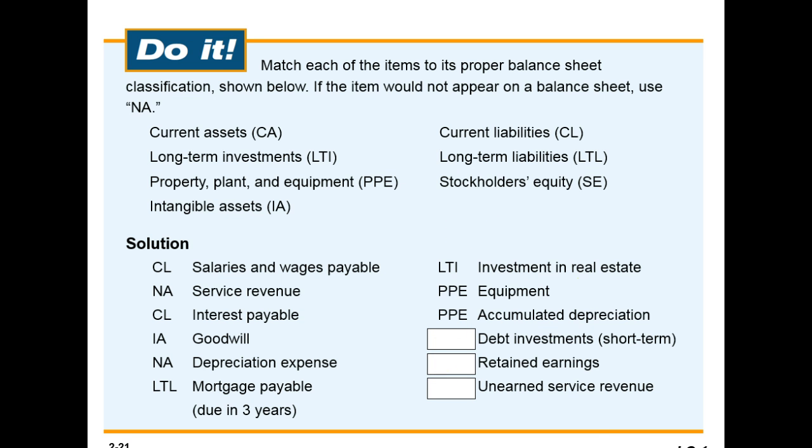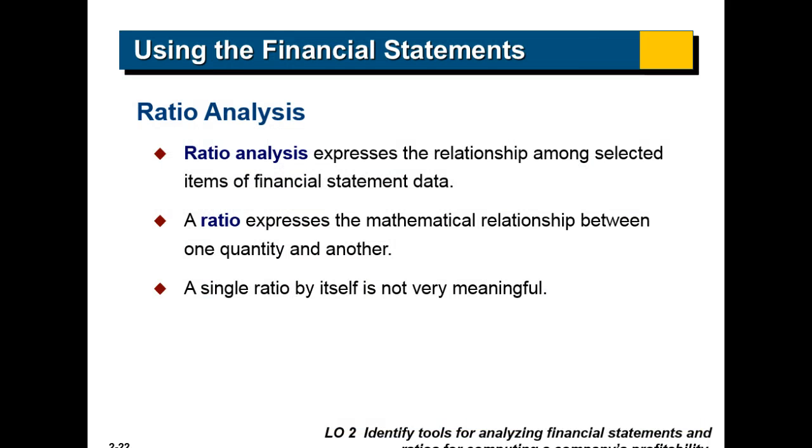Debt investment, short term. Short-term debt investments, a current asset. Retained earnings, stockholders' equity. And unearned service revenue. What did we say that is? Current liability. For Chapter 2, guys, you're going to see something like this, okay? Make sense? Now, I'm not going to get into much of this ratio analysis. We will deal with this in the future chapters.